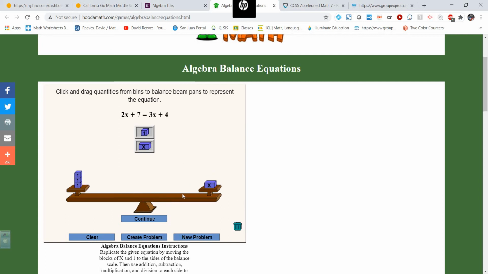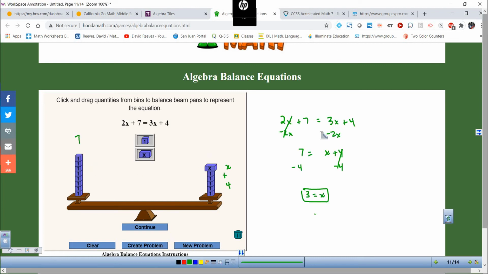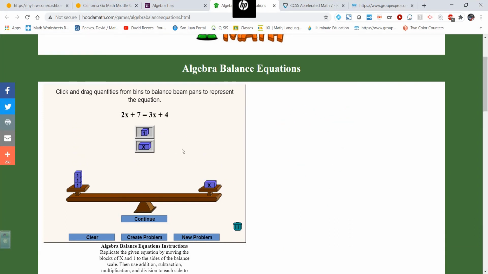Do you see how it's fully balanced? 1x is equal to 3. So actually this one says 3 is equal to x, right? But we know that that's the same as, do we know? It's called the reflexive property. 3 is equal to x, or x is equal to 3. All right? Okay, so that's an example of solving an equation with variables on both sides using a balance.